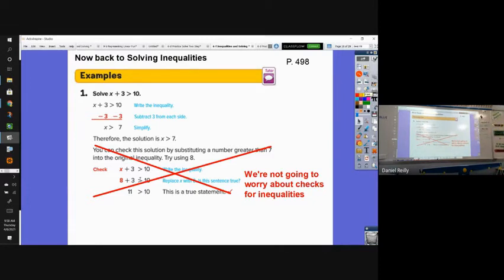Solving inequalities. Oh, I forgot to do my summary in the last class. Well, luckily I'm recording it.